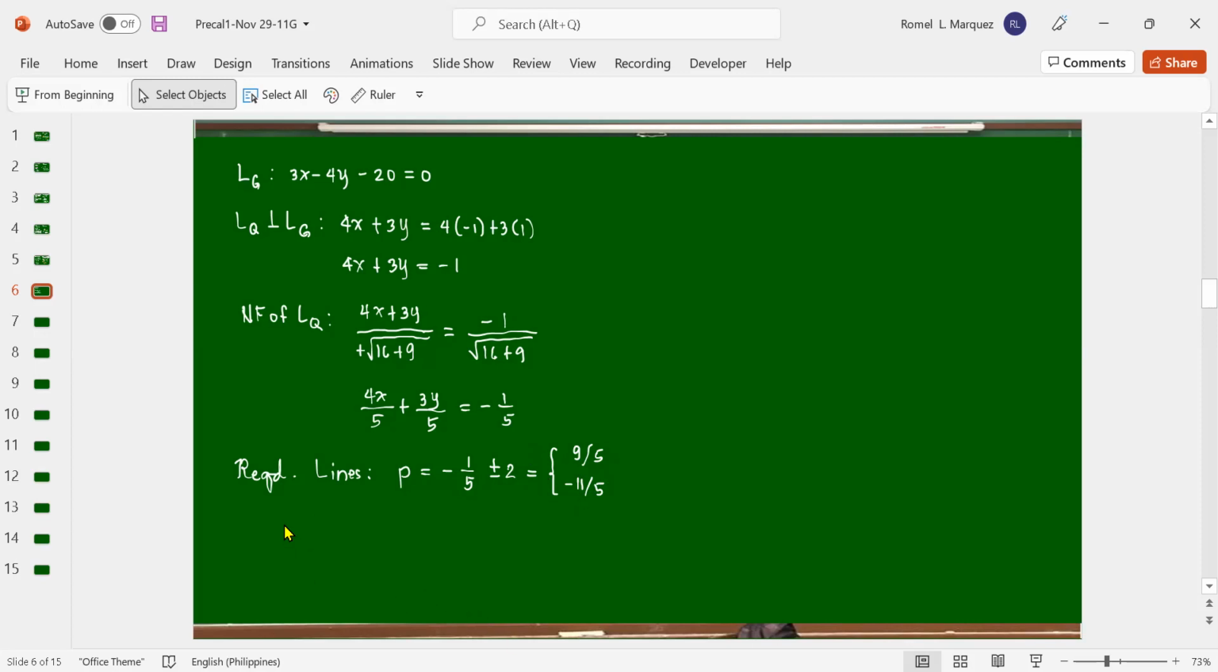Guys? So we have equations now. 4x over 5 plus 3y over 5 is equal to 9 over 5, or the other one, negative 11 over 5. So we have these two equations. 4x plus 3y minus 9 equal to 0. What about the other one? 4x plus 3y, positive now, no? Am I right, guys?